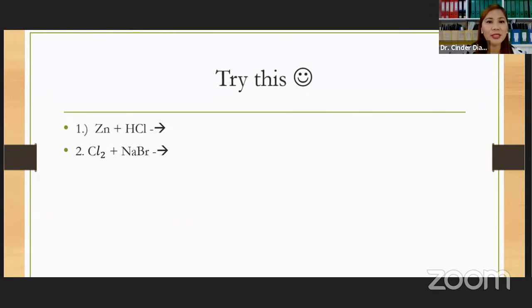Do we have volunteers from the participants? Hello? Walang magvo-volunteer? Okay, sige.